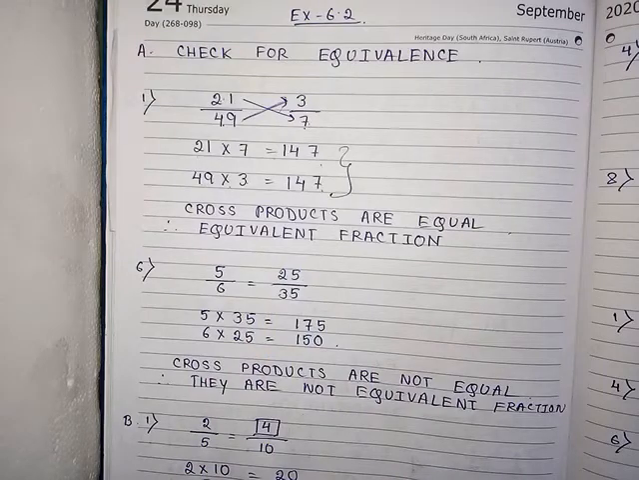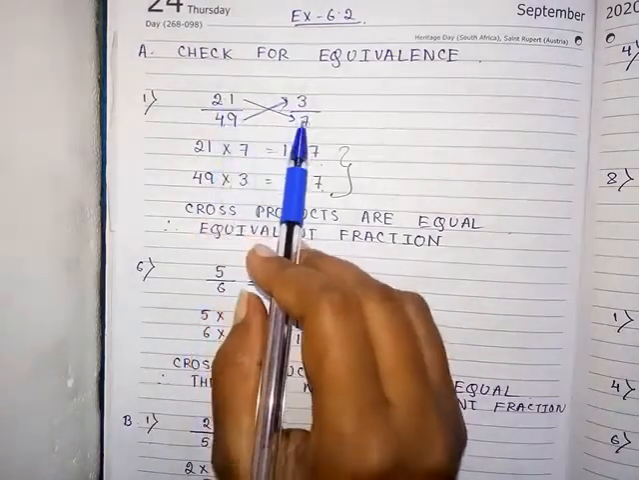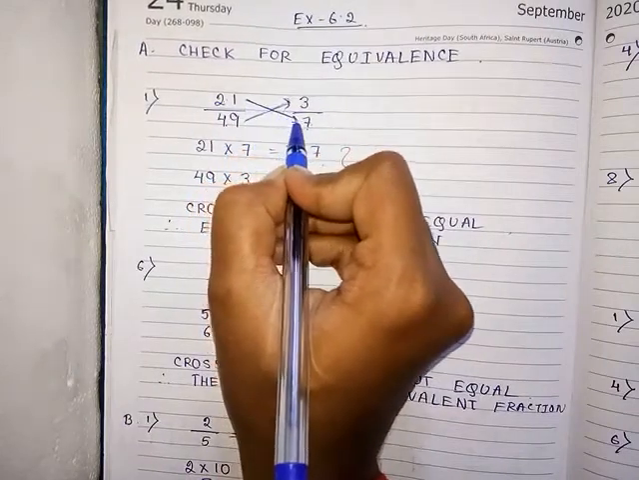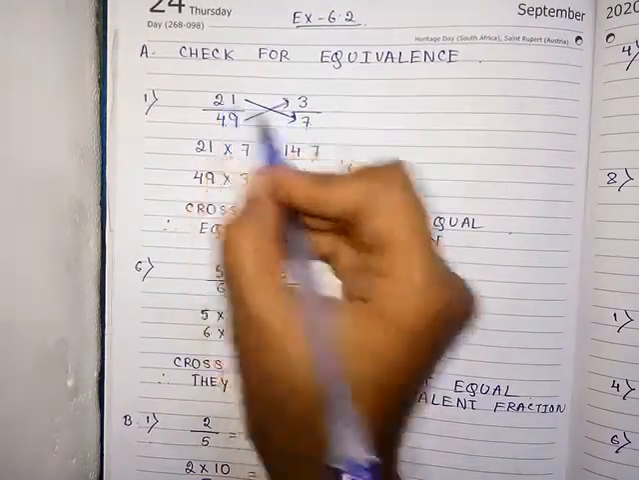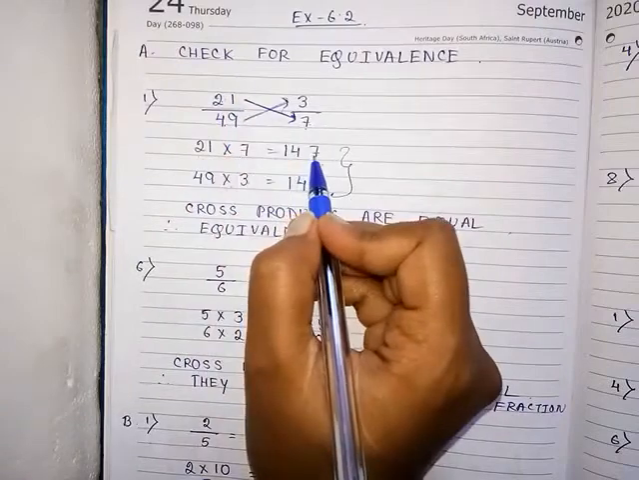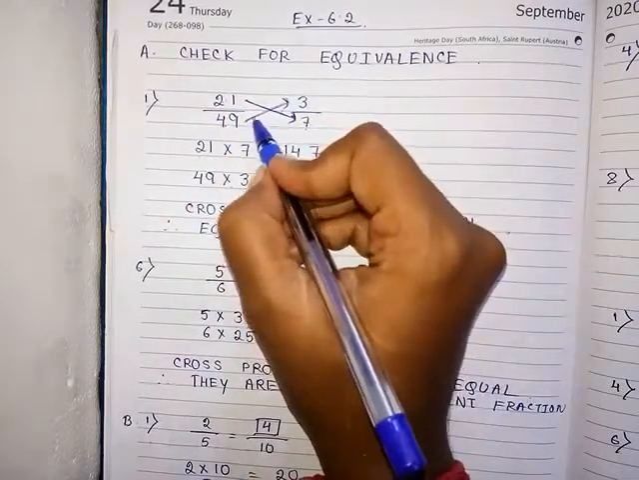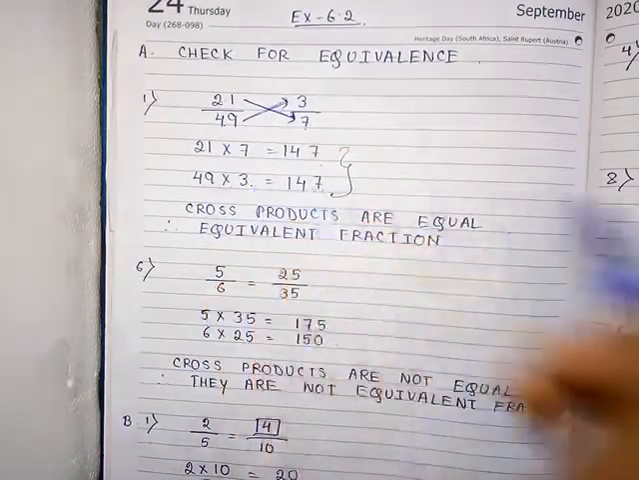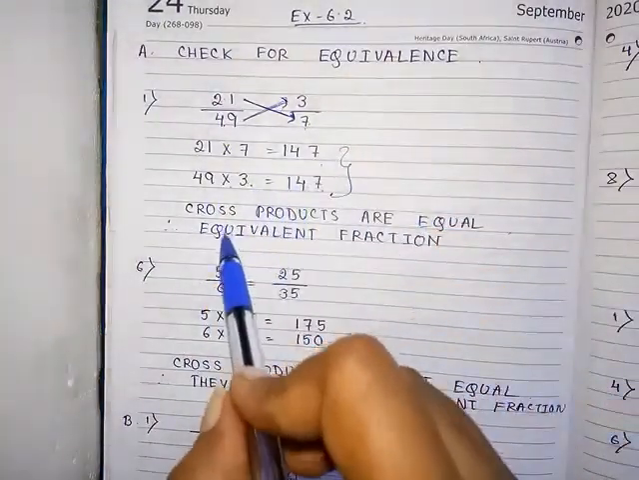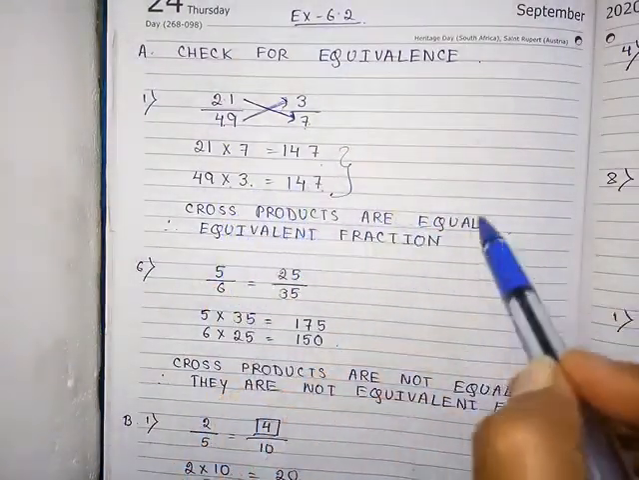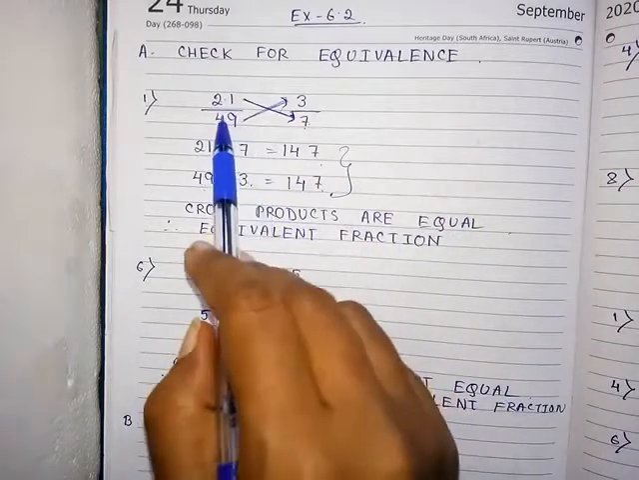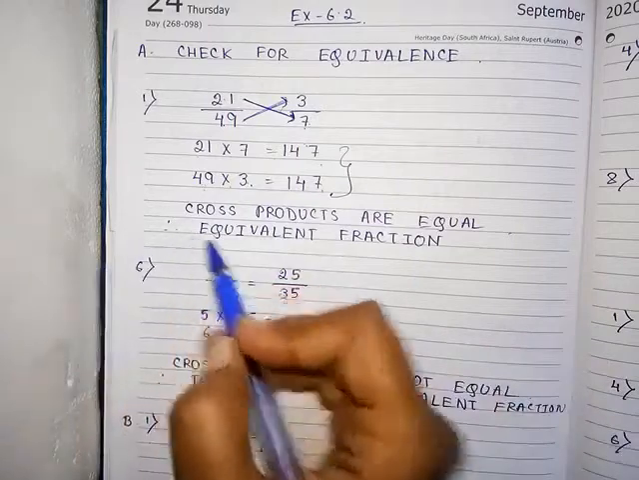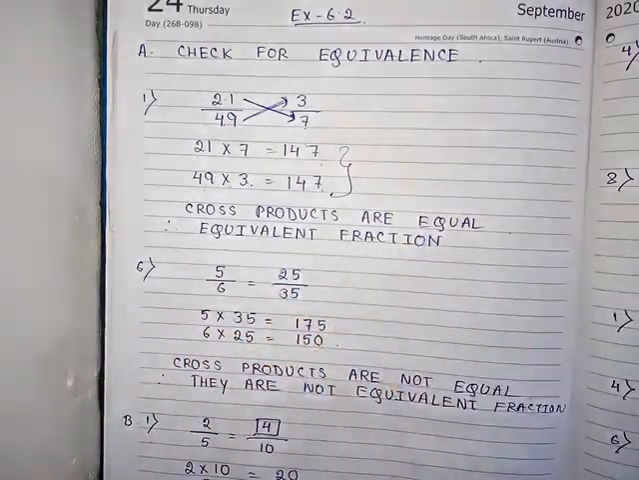So what we are doing: first write down the two fractions, then give an arrow sign, and we will cross multiply. First 21 into 7, that is equal to 147. Then mark the arrow sign: 49 into 3 equal to also 147. If we get that the cross products are equal, then we can say that these two given fractions are in equivalence relation. Therefore, they are equivalent fractions.